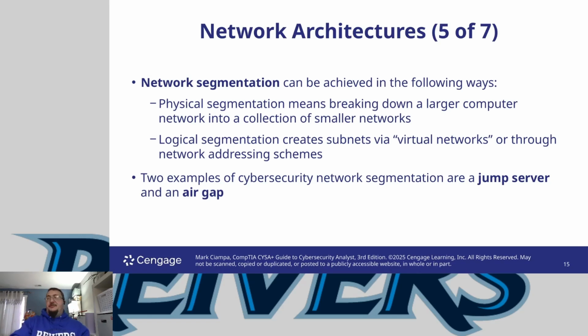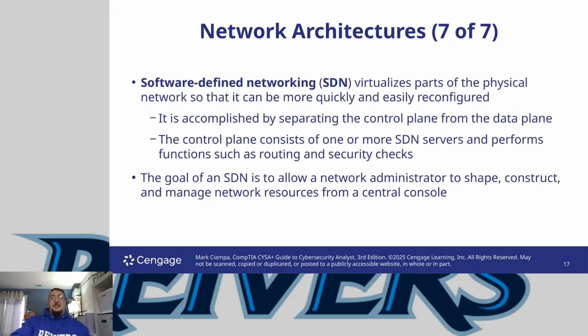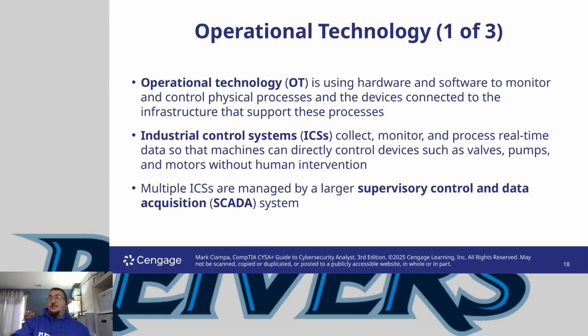Those are jump server and air gaps. A jump server, for example, here is a DMZ that says, hey, on my web server and all of those, I want those stored here. And then those can talk then internally through the firewall to the database and application servers. Software-defined network is a firewall or router that says, hey, this is where everything works. Allows the network to shape, construct, and create everything from a central console.